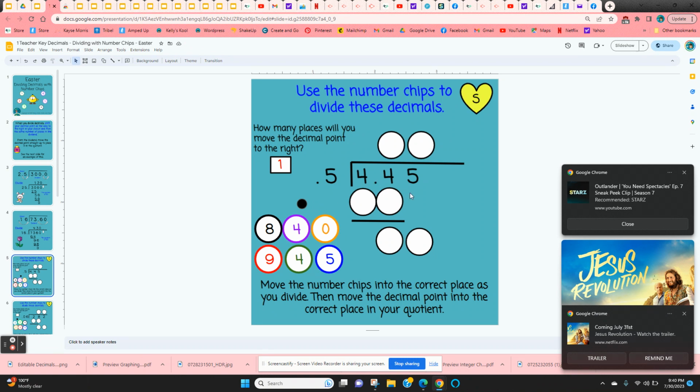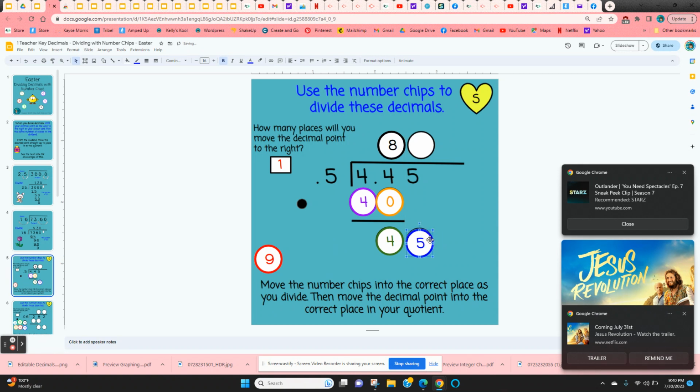So 5 goes into 44 8 times. So they're going to click and hold on the edge of the 8 and then move it into place. 8 times 5 is 40, so they're going to move the 4 and the 0. Subtract, they get 4. Bring down the 5. And then 5 goes into 45 9 times.